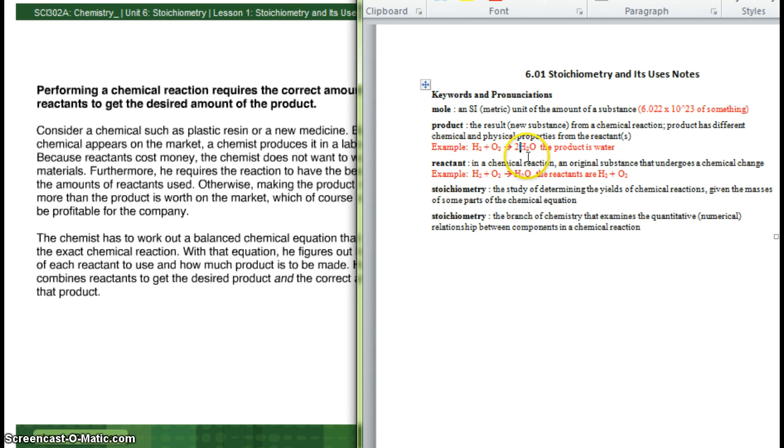I have 2 times 2 is 4 hydrogens. 2 times 1 is 2 oxygens. Now my hydrogens are not balanced because I have 4 hydrogens on my product side and only 2 on my reactant side. So what number do I need to put right there? A 2. And now my reaction is balanced. And that is very important for stoichiometry, having a balanced chemical equation.